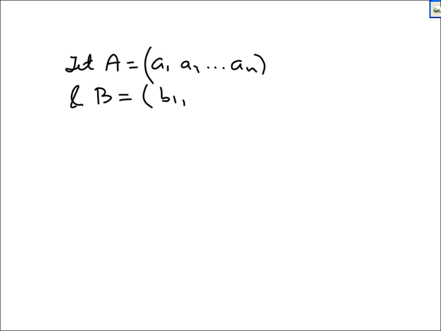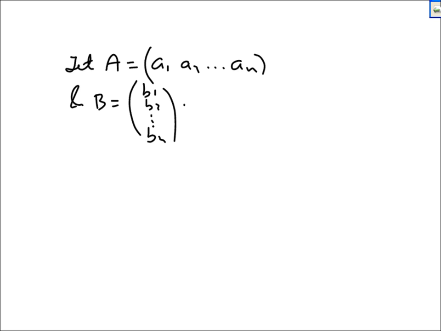Okay. Now we're going to go on to a dot product. Let A equal A1, A2, up to An, a row vector, and B is to be a column matrix, column vector. B is equal to B1, B2, up to Bn.